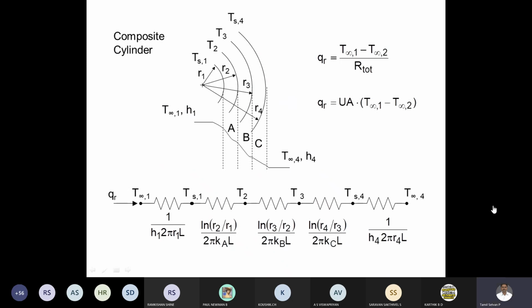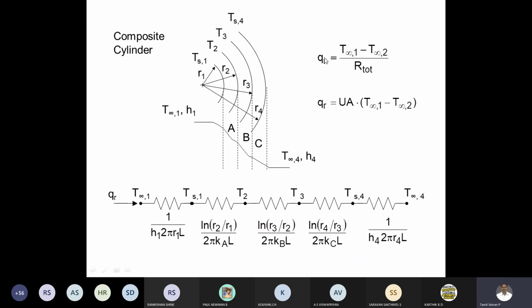Suppose you have a composite cylinder like this, with 2 or 3 layers, and the inner fluid temperature may be T infinity 1, and the outer fluid temperature may be T infinity 2. You will have 3 layers with 3 different thermal conductivities. Then you will have 3 conductive resistances depending upon the 3 layers, and 2 convective resistances depending upon the inner fluid and outer fluid.